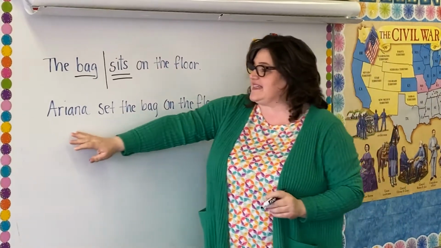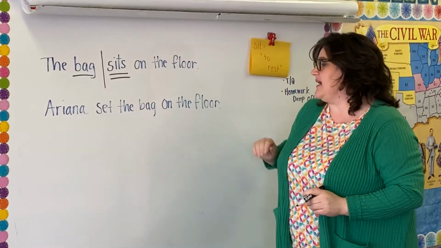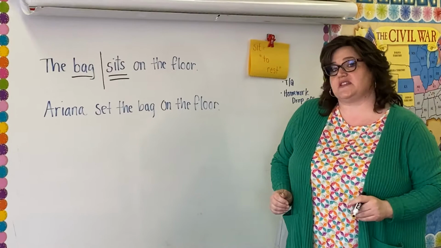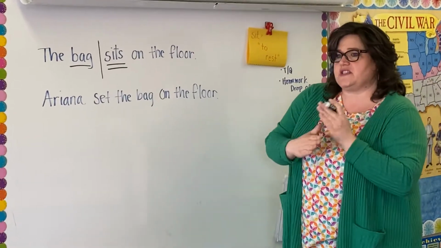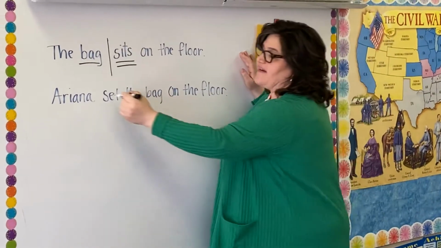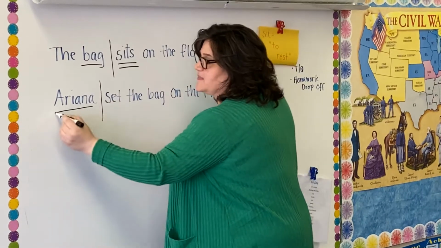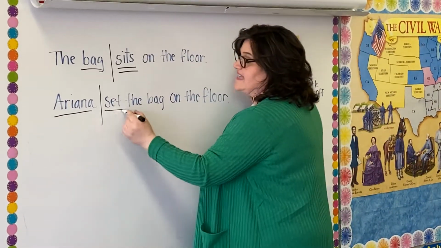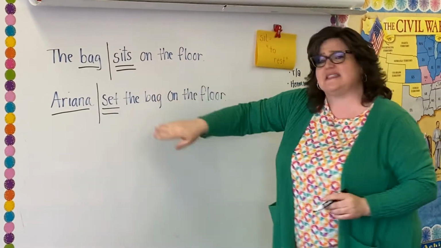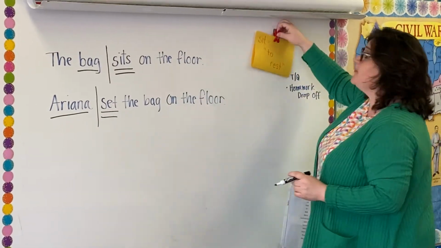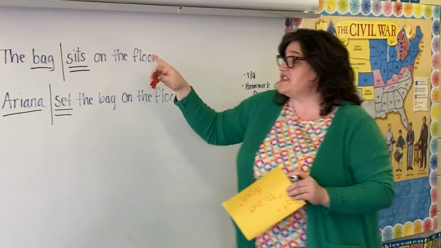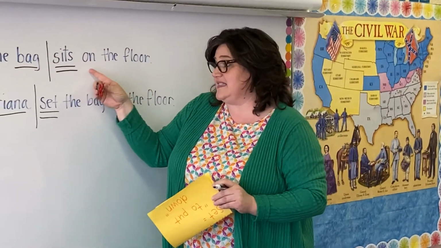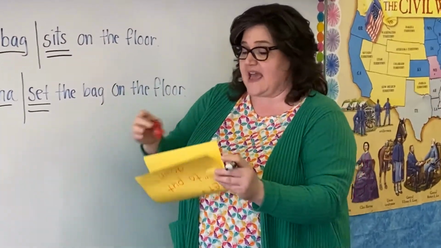Okay. Last sentence, Ariana set the bag on the floor. What is our simple subject? Where does our sentence split? It splits after Ariana. So Ariana is our simple subject. And what does Ariana do? Ariana set. Very good. So sits and set are very similar, but there's a specific time to use sits and a specific time to use set.